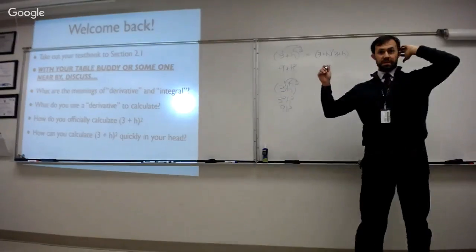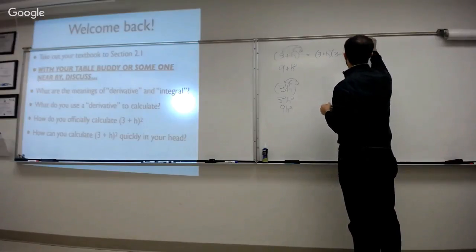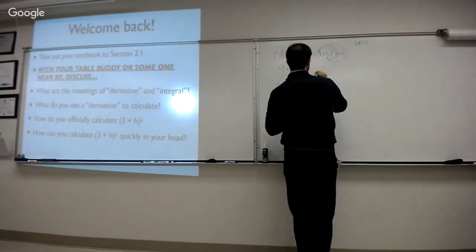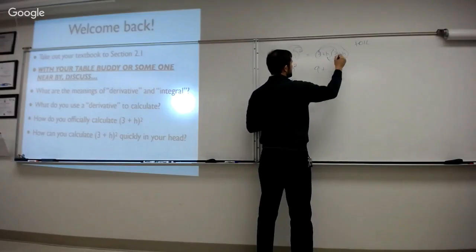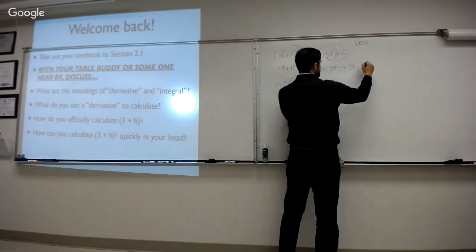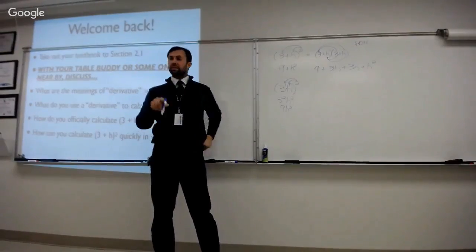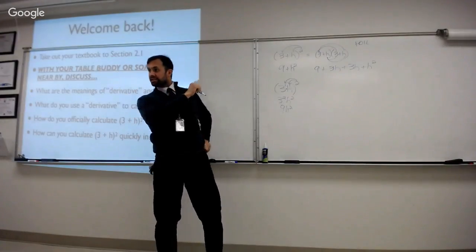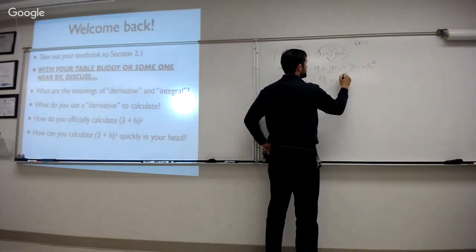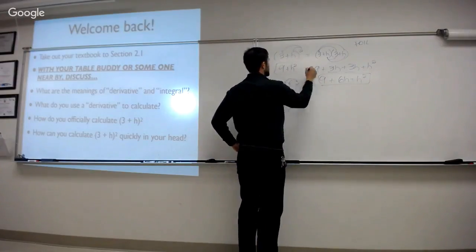So what process are we about to use, Elias? FOIL. So we're going to go ahead and do FOIL, and I hope you show your work, your arrows. First, outer, inner, last. And so that gives us 9 plus 3 times h is 3h, plus h times 3 is still 3h, and then plus h times h is h². After you do FOIL, then what do you do? Yeah, sorry, combine like terms. So now we really have 9 + 6h + h². What is the difference between the correct answer and the wrong answer?